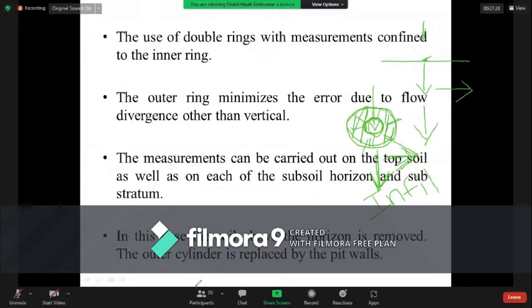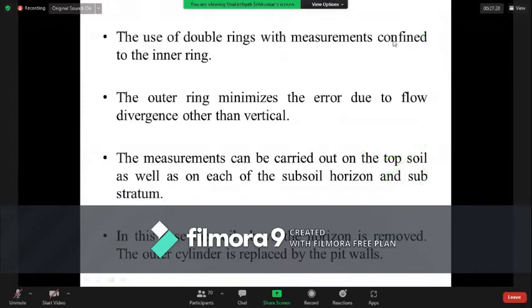So the outer ring minimizes the error due to the flow divergence, that is the lateral movement, other than vertical. The measurements can be carried out on the topsoil as well as on each of the subsoil horizon and substratum. In this case, the soil above the horizon is removed. The outer cylinder is replaced by the pit wall.